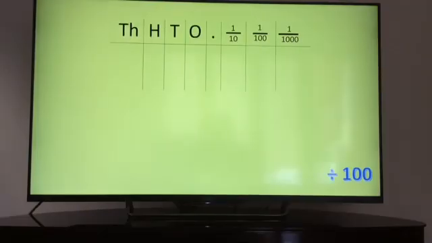Let's look at another example. If I write 4,216, it looks like this. My number sentence would be 4,216 divided by 100. The decimal point does not move. The other numbers move 2 places to the right.